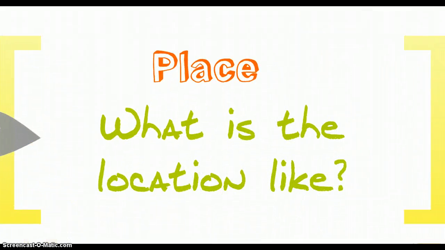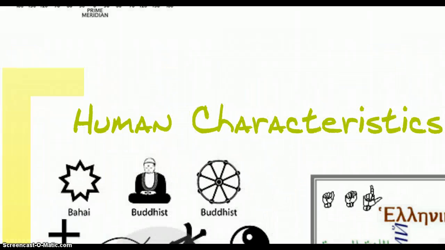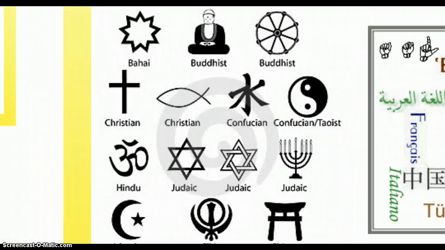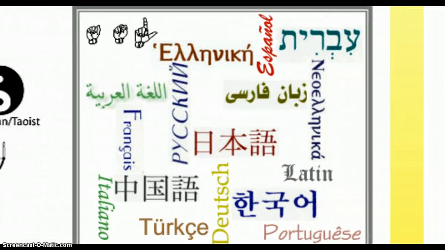When we talk about place, that's when we're describing what the location is like. And there's a couple different ways that we can do that. We can talk about the human characteristics of a place. Human characteristics are things like religion. Usually in different places in the world, we find that most people practiced one or a couple of religions. We can talk about language. Okay, people in the same place often speak the same language. Come up with one more example of a human characteristic to add to your note sheet.